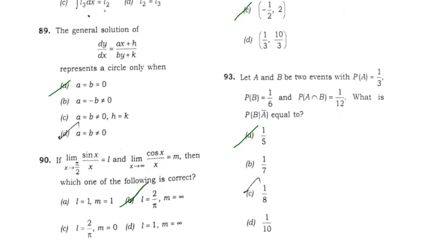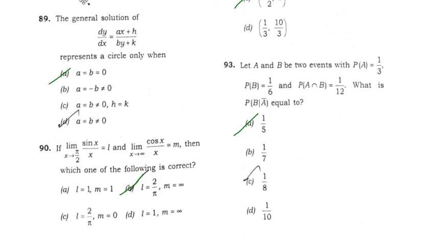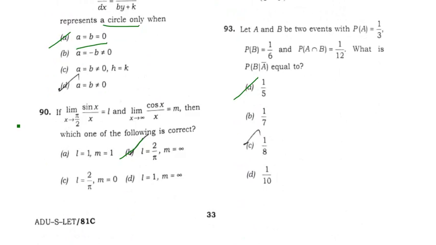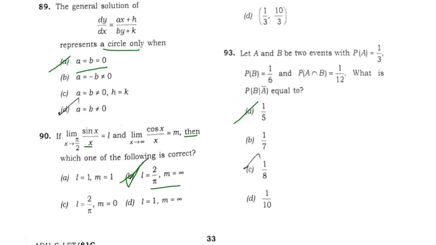The general solution of dy by dx equal to (ax plus h) upon (by plus k) represents a circle only when a equal to b equal to 0. Okay. Next question: if limit x tends to pi by 2 of sin x upon x equal to L, and limit x tends to infinity of cos x upon x is equal to m, then which of the following statements is correct? This statement must be correct: L equal to 2 upon pi and m equal to infinity. So that statement is true.